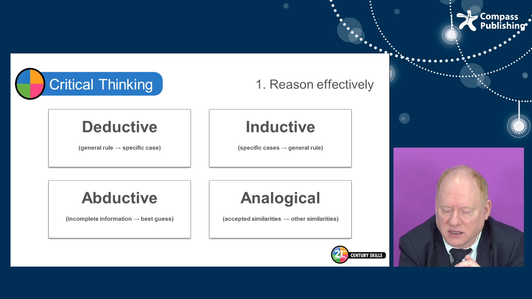Now, maybe you won't go into a class of elementary schoolers and say deductive, inductive, abductive, analogical. Maybe you'd explain it more in a scaffolded, structured way. Maybe you'd use their own kind of language. Maybe you'd simplify things. But it's important to notice in your students so that you can see where they are on their critical thinking skills with regard to reasoning.